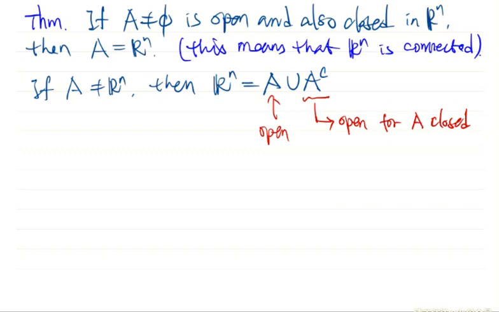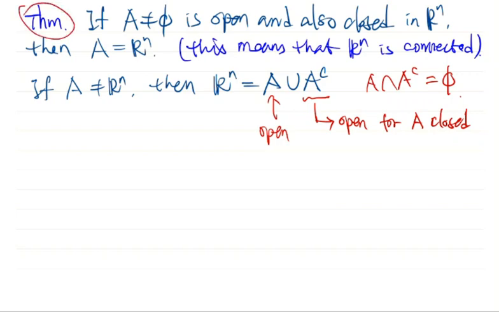Therefore, if A is not Rn, then Rn could be written as the union of two nonempty open sets with empty intersection. The intersection is empty. So this means Rn is not connected. Therefore, if this result is true, then Rn is connected. Okay, so actually the statement of the theorem, that A equals Rn, and the connectivity of Rn are equivalent. In other words, to see that Rn is connected, it suffices to prove this theorem.